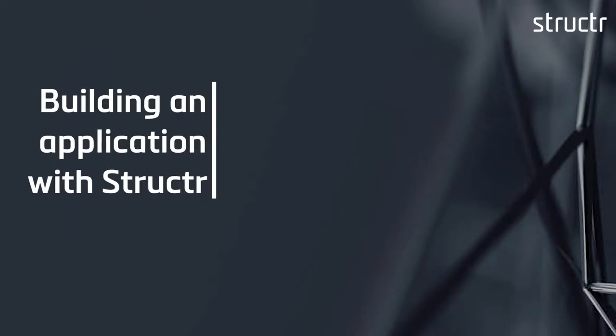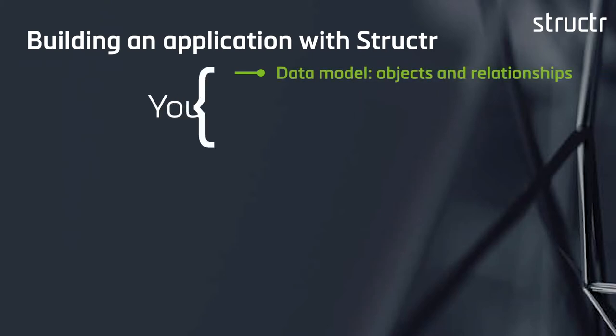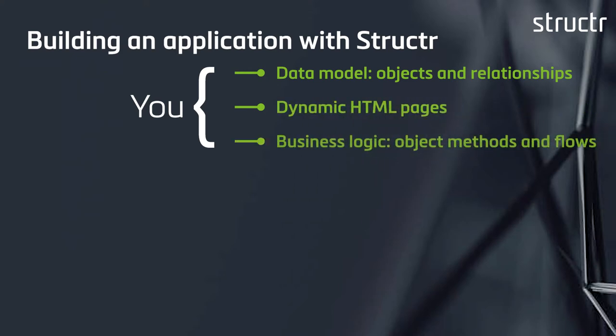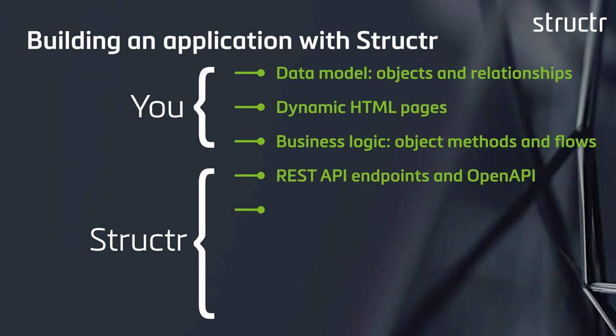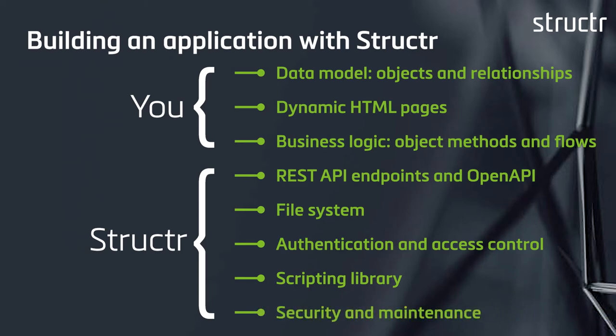An application built with Structr contains a data model, a user interface, and processes that implement the application's business logic. You build dynamic HTML pages, data objects and their relationships, and object methods and flows to control their processes. Meanwhile, Structr provides data access through REST API endpoints, a file system, authentication and access control, and a comprehensive scripting library. The scripting library allows you to implement business logic and control data and page elements. Finally, Structr comes with security and maintenance features.